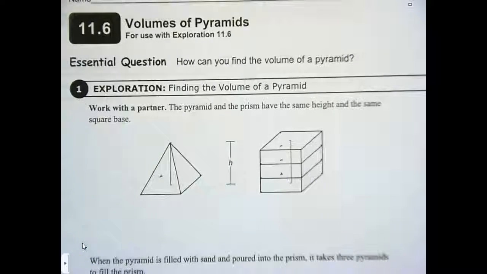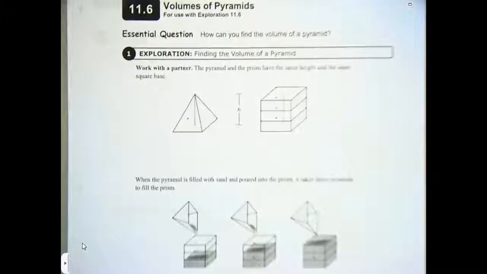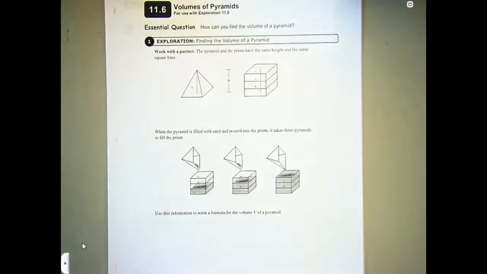Hey, today we're going to talk about volume of pyramids and cones. What I want you to do is on page 339 of your student journal, you get a couple minutes. I want you to do your best to answer those three questions. Okay, here we go.